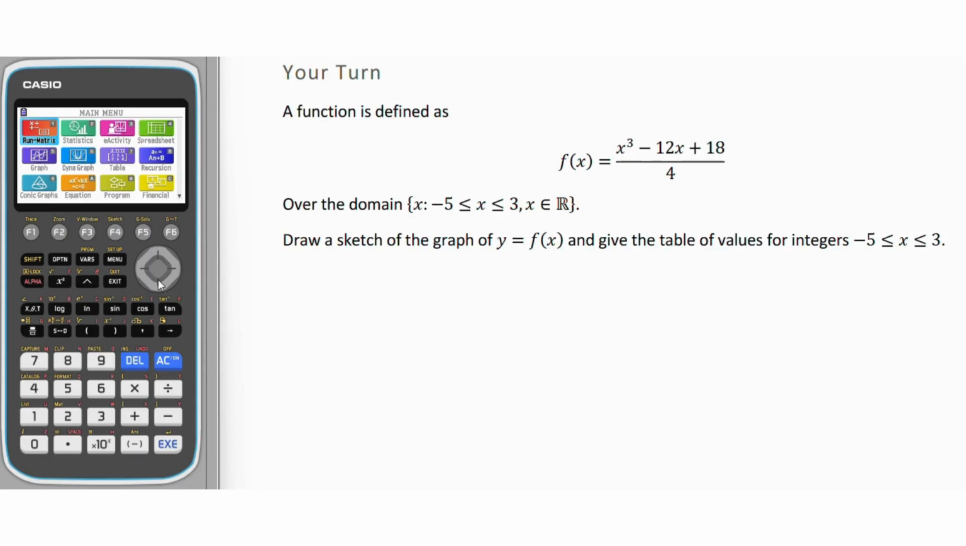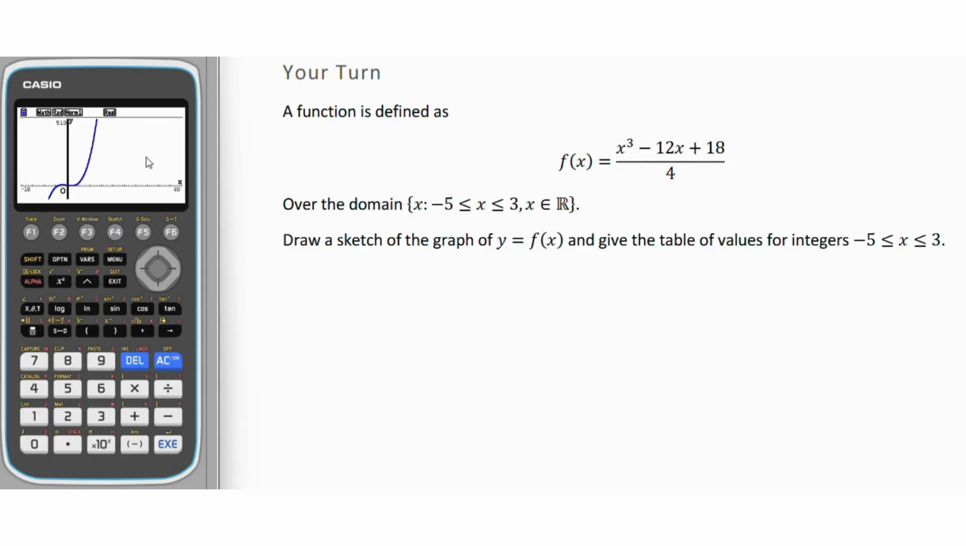We're first of all going to go to our graph menu, which is number 5. We're going to type in our function. First of all, I'm going to delete the one that's there, F2 and then F1 to delete. And then I'm going to input my fraction. X must be that variable, x cubed, come out of the power, minus 12x plus 18, all over 4. And then either EXE or DRAW to draw that.